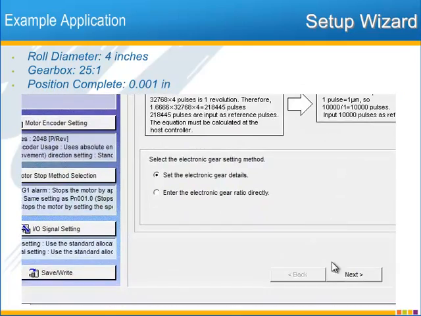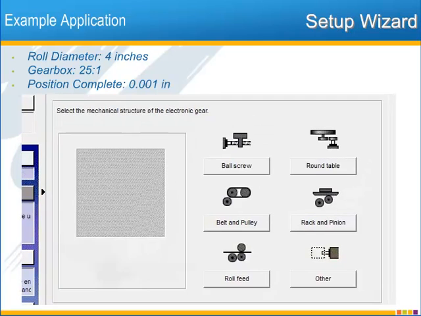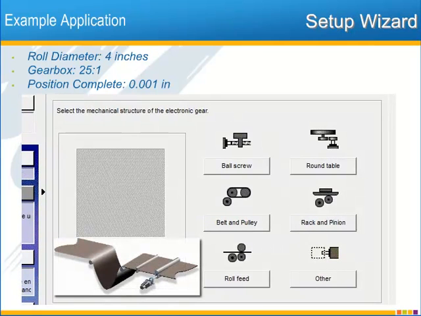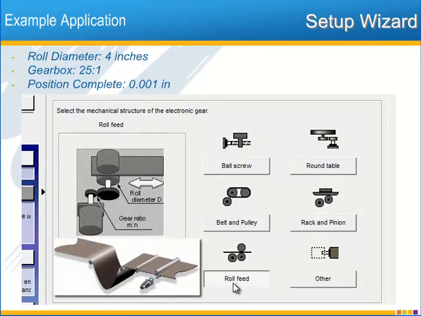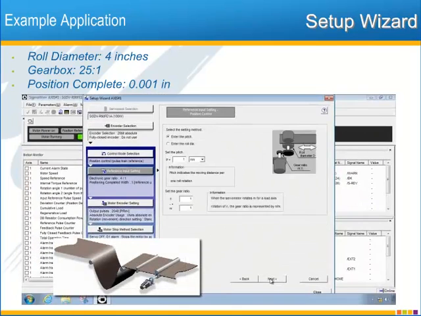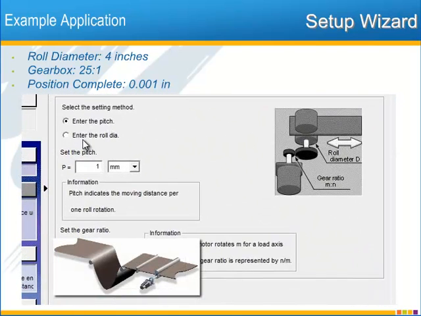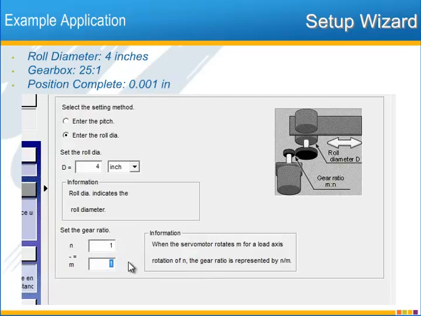Click next for the gear details. And this system could be modeled as what they call here a roll feed. I'll move ahead and enter the roll diameter as 4 inches. And you see that the gearing is listed here as the ratio M to N. So that means the 25:1 means 25 goes here in the denominator.